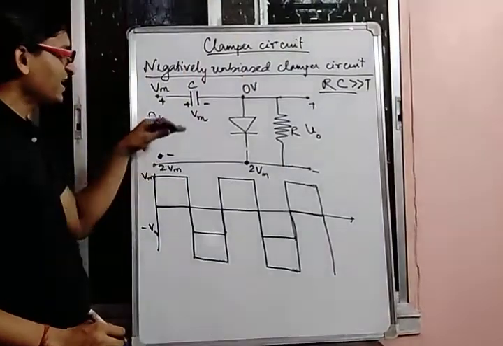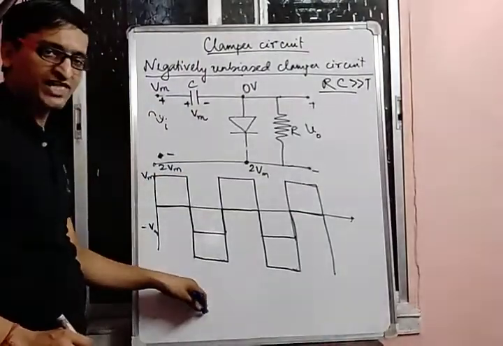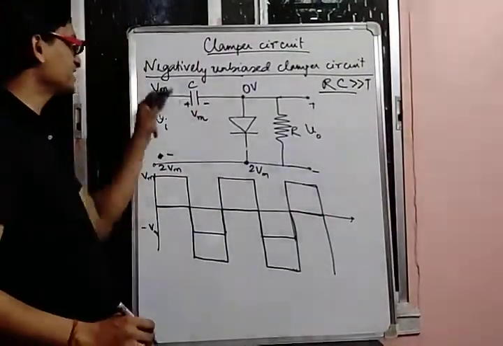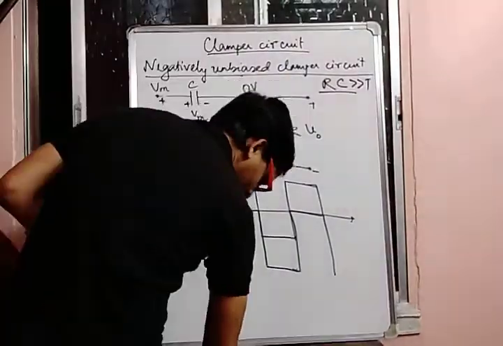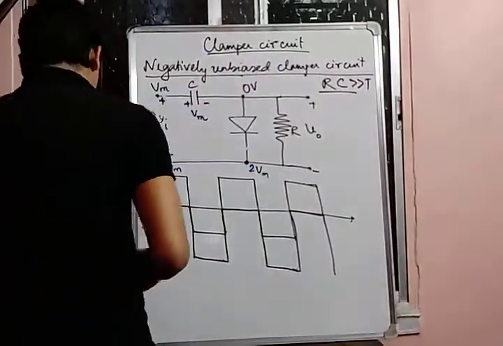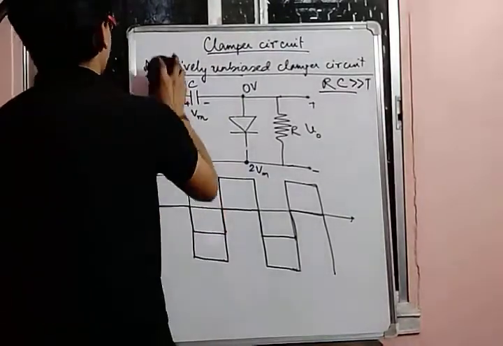So you can easily see that the entire waveform was shifted towards the negative side. For that reason, it is called a negatively unbiased clamper circuit. Similarly, we can have a biased clamper circuit as well.